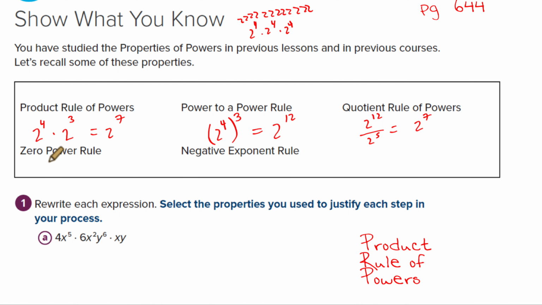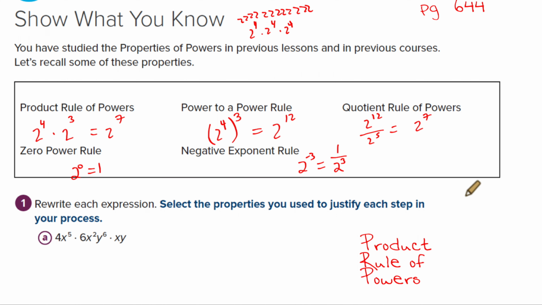Now, the 0 power rule, we know what that means. Anything to the 0 power equals 1. And then the negative exponent rule. Let's do 2 to the negative 3rd power. This one has been difficult for a lot of you to remember. A negative exponent means you can do 1 over that positive exponent if you change it from negative to positive. Another way of thinking about this is you can go from the bottom of a fraction to the top if you change the sign of the exponent. So if it goes here, it's negative on top, you can put it in the bottom and make it positive.